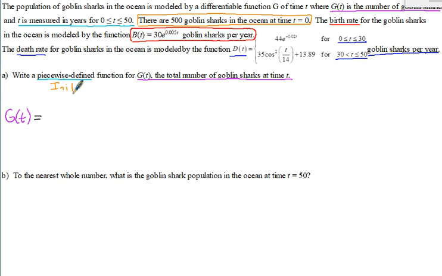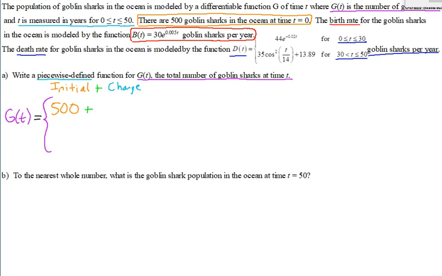And we'll need two pieces of this because d of t has two pieces to it. So we'll have g of t equals, then we'll put the open brace here, for two different pieces. The initial on both of them is 500, plus the change, so these are really initial plus change formulas. The change comes from the definite integral of the derivative. But we've got two components to the derivative, the rate of change of the goblin sharks. We've got the birth rate, which increases the amount of goblin sharks, and the death rate, which decreases the amount of goblin sharks.